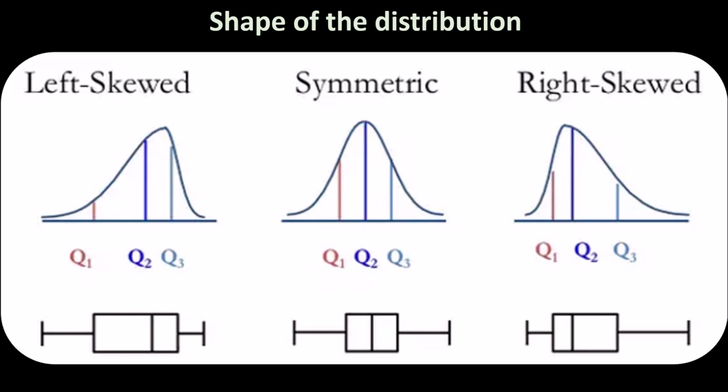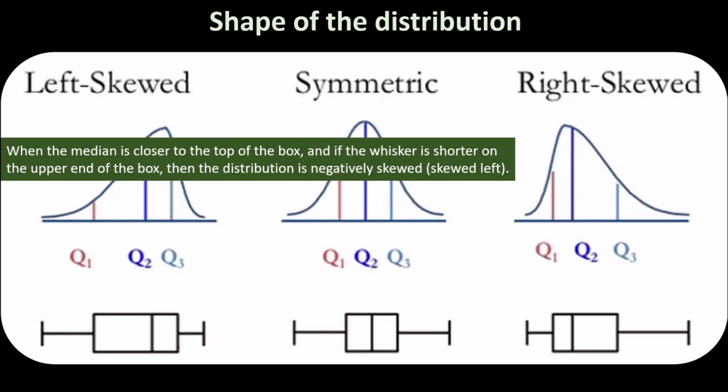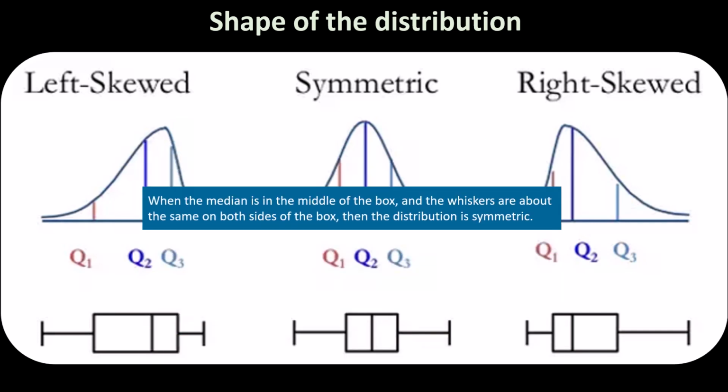First, let me explain the shape of the box plot. Later, I will explain outliers. First one, skewed left. When the median is closer to the top of the box and the whisker is shorter on the upper end of the box, then the distribution is negatively skewed, or we can say skewed left. The middle one, symmetric. When the median is in the middle of the box and the whiskers are about the same on both sides of the box, then the distribution is symmetric.